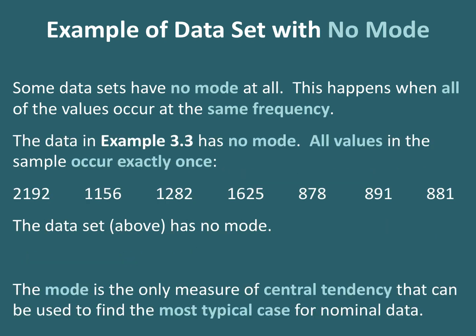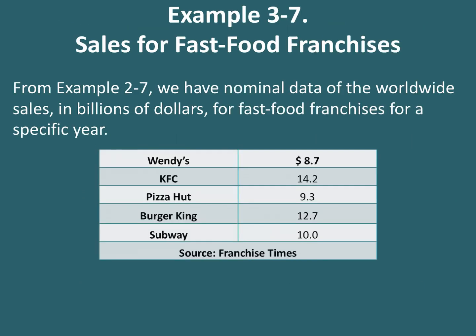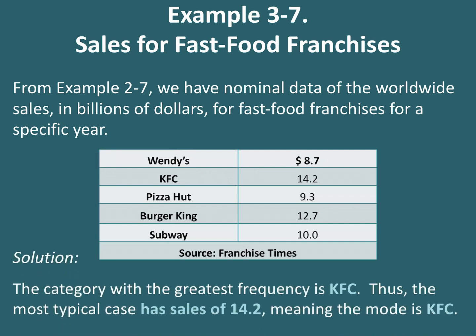The mode is the only measure of central tendency that can be used to find the most typical case for nominal data. In this example, we have nominal data of the worldwide sales in billions of dollars for fast food franchises for a specific year. The category with the greatest frequency is KFC. Thus, the most typical case has sales of 14.2, meaning the mode is KFC.